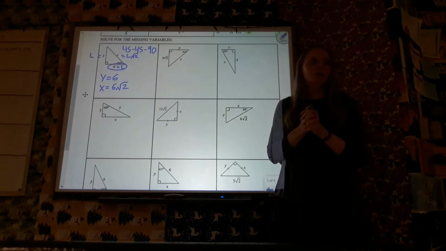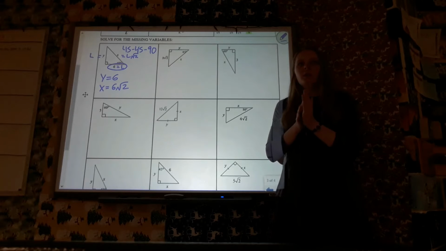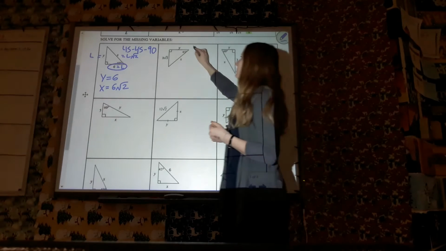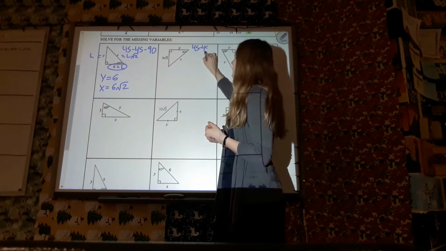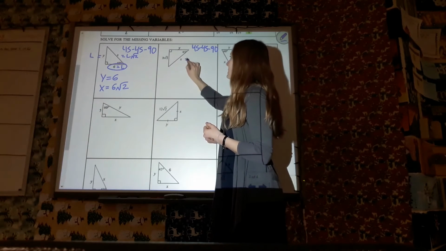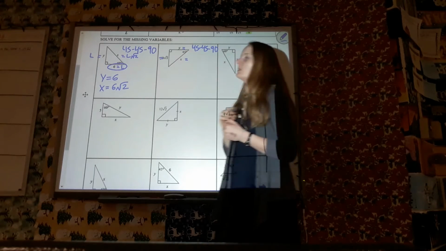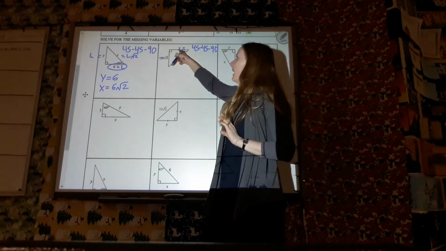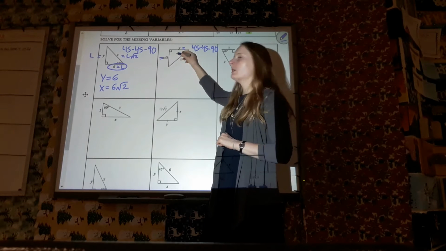Questions about that? Great, let's try the next one. What kind of triangle is this one? Another 45, 45, 90. I'm going to write equal signs next to each of the labels, and I'm going to use the rule to label them. Okay? So what would Y be in terms of the rule?